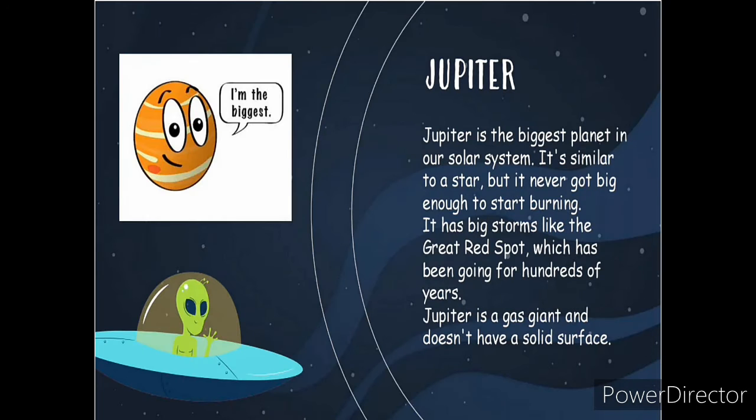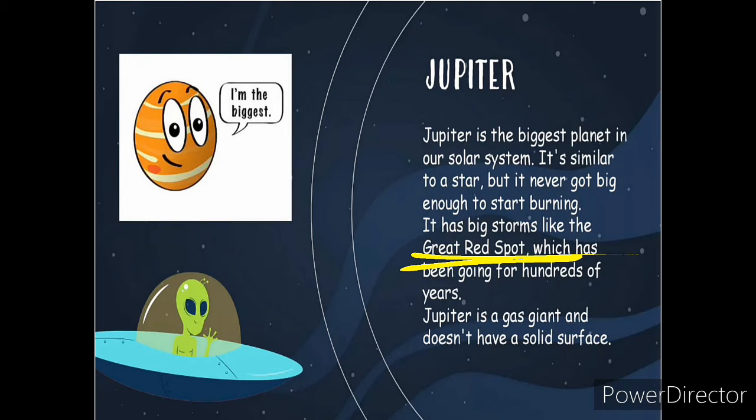Now next we have Jupiter. So what is this Jupiter? Jupiter is the largest planet. Everyone knows about it. Jupiter is the largest and the biggest planet in the full solar system. It is similar to a star, but it never got big enough to start burning, right? It is not big enough to start burning, but it is similar to a star. Okay, and it has a very big storm, like the Great Red Spot.